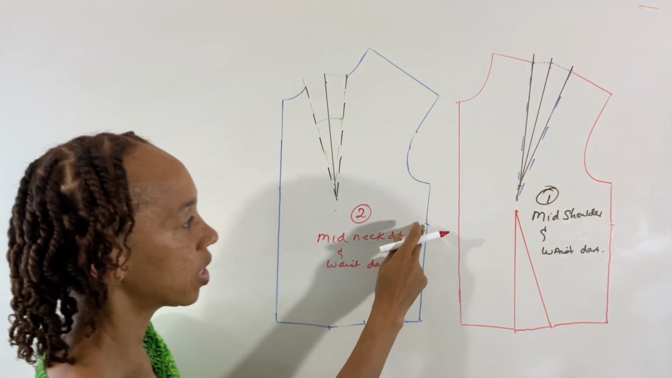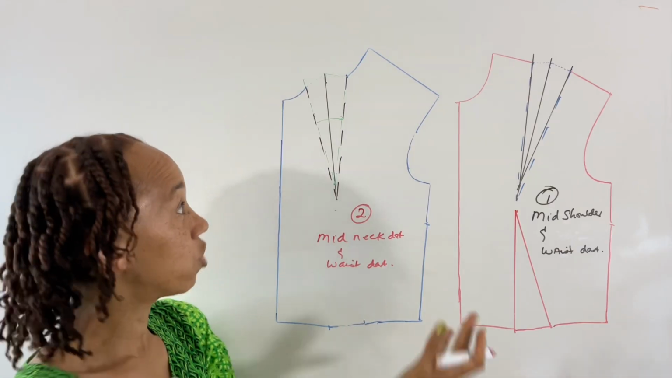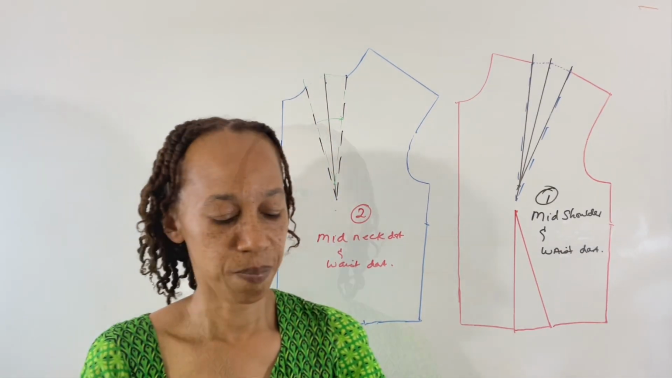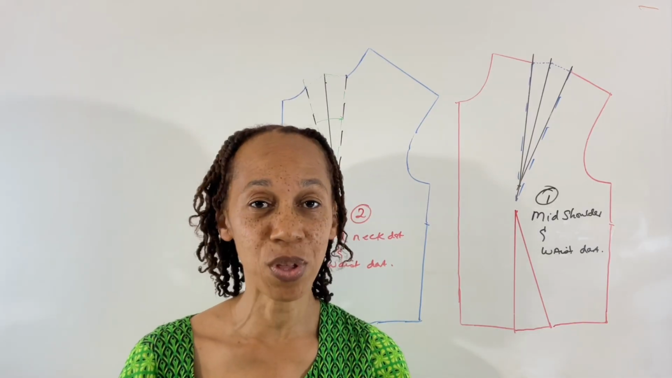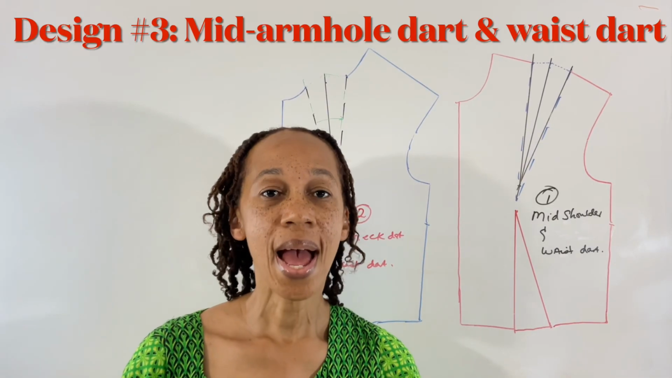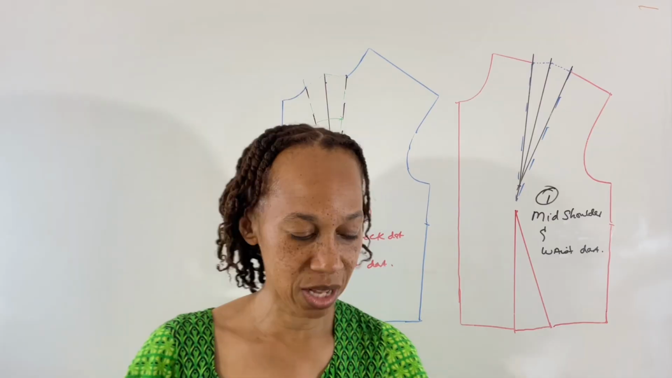This is now design number 2, and it is your mid-neck dart and waist dart. All right, so we closed the side seam dart and we transferred it to the mid-neck. So now we are going to get into design number 3. And design number 3 is going to be mid-armhole and your waist dart. So let's get right into that.